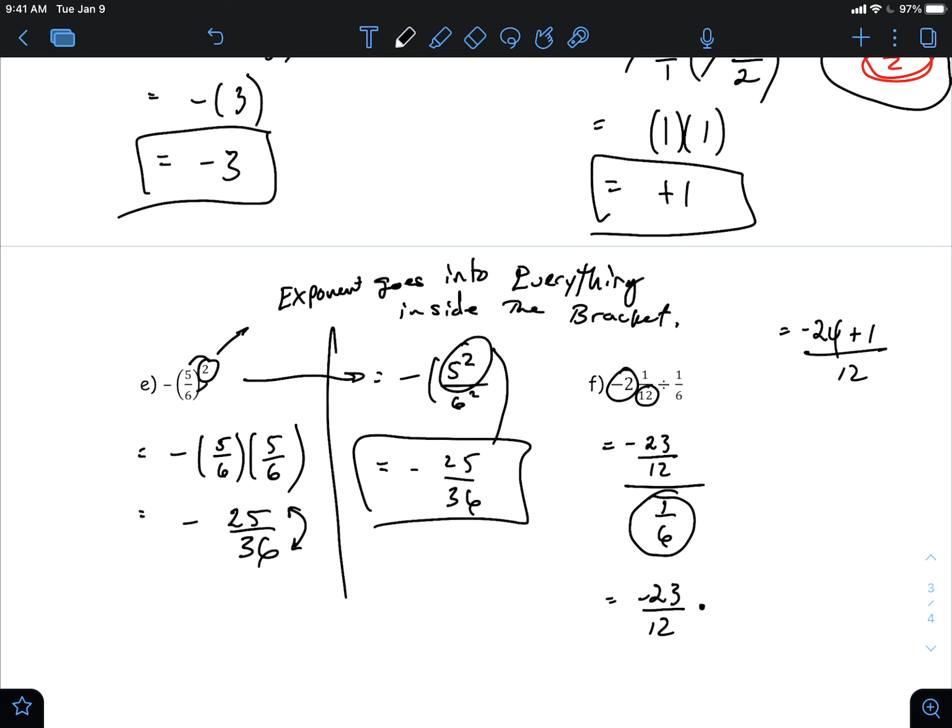Aaron, question? Wouldn't the negative carry over to the 1 over 12 as well? Negative 1 over 12.